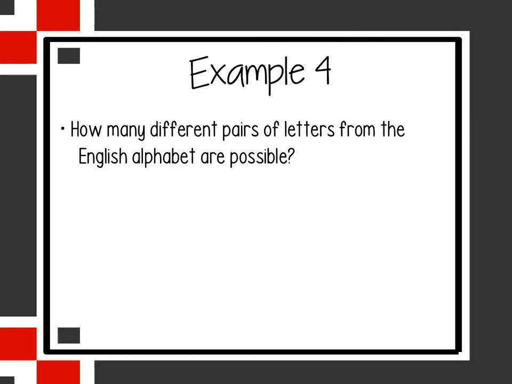So how many different pairs from the English alphabet are possible? 2 separate events. Pulling the first letter, pulling the second letter. When you're grabbing a letter from the English alphabet, how many possibilities are there? 26. Now that event is finished. Second event comes into play. You're grabbing a letter from the English alphabet. How many letters are there? 26. So they're 2 separate events pulling from the same English alphabet.